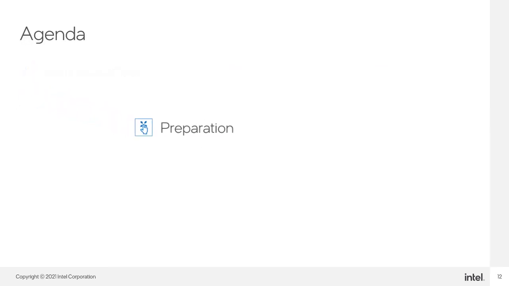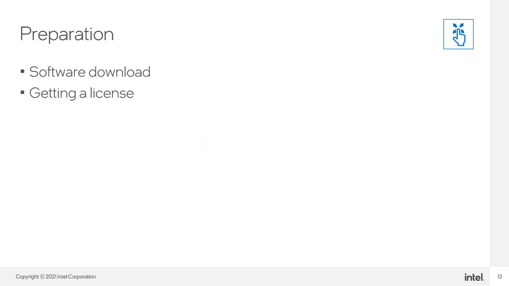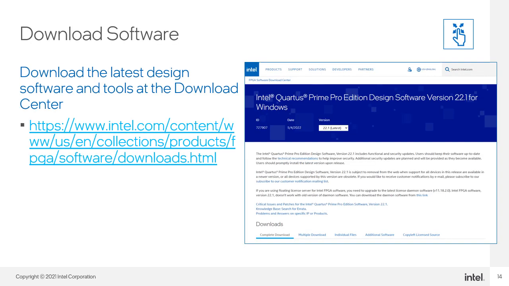Let's talk about preparation next. In the preparation section, I will go over the software download and getting a license. To download the Quartus Prime software or other design tools, visit the Intel FPGA Download Center, available at the link shown here or from the support section at the top of any Intel FPGA webpage.